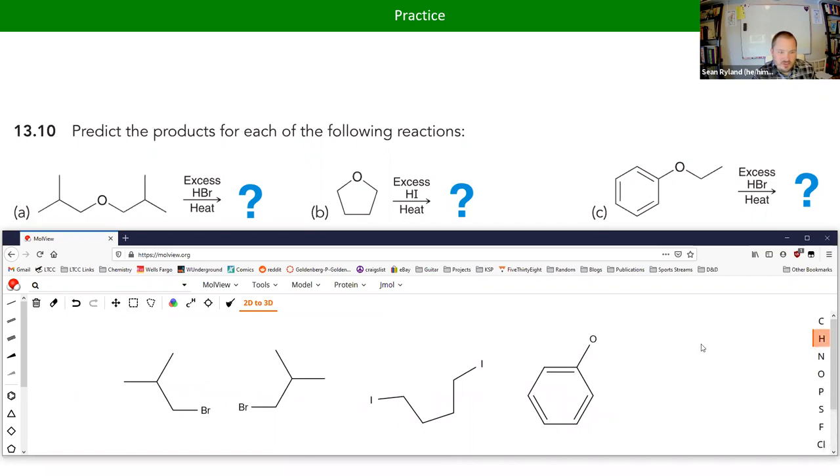And again, Molview just doesn't automatically draw the hydrogen. You can draw it just as OH, but Molview doesn't do that for me, so I have to draw the H in by hand. And then on the other side, we'll get the ethyl bromide. All right, so because it's a benzene ring, it does not go through both steps of that acidic cleavage.